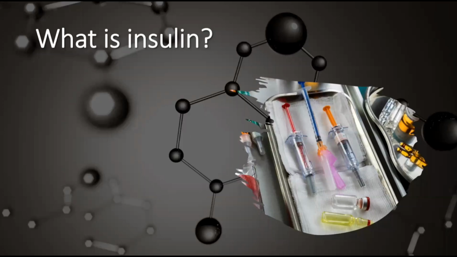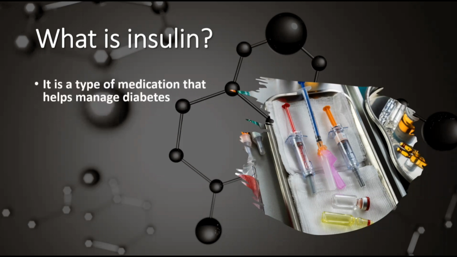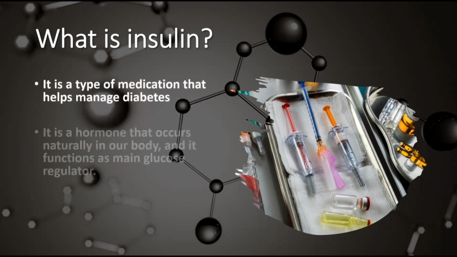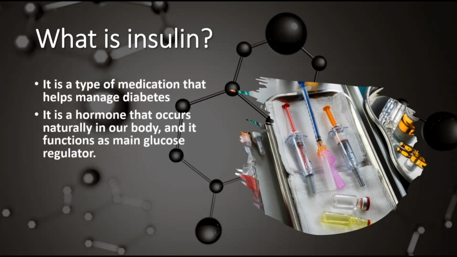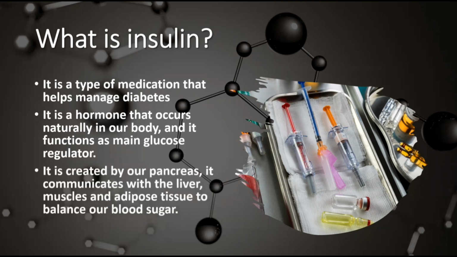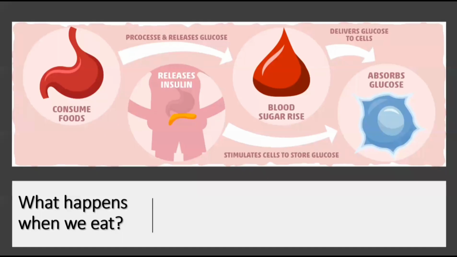What is insulin? You might recognize it as a type of medication that people take to manage diabetes, but it is also a hormone that occurs naturally in our body and it functions as the main glucose regulator. It is created by our pancreas. It communicates with the liver, muscles, and adipose tissue to balance our blood sugar.